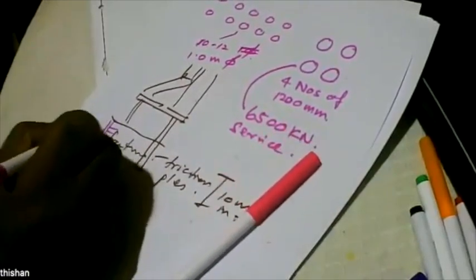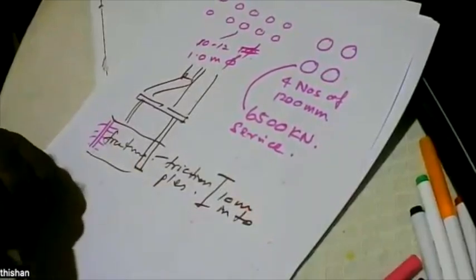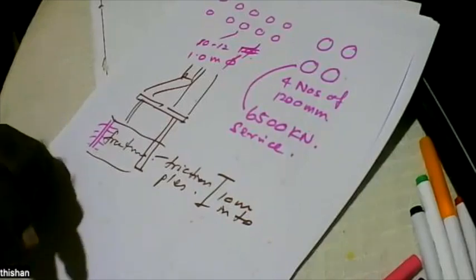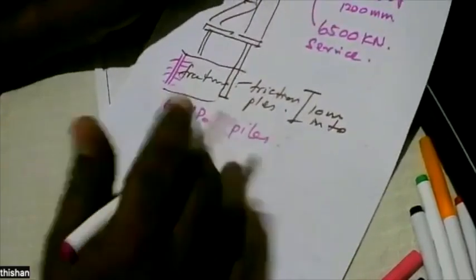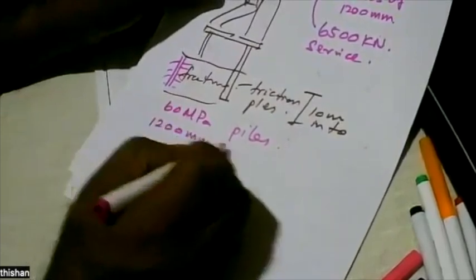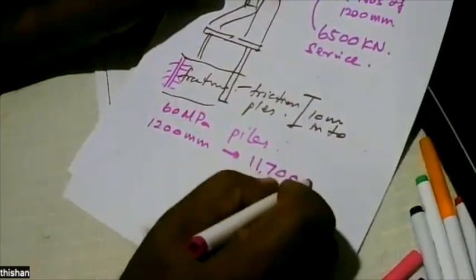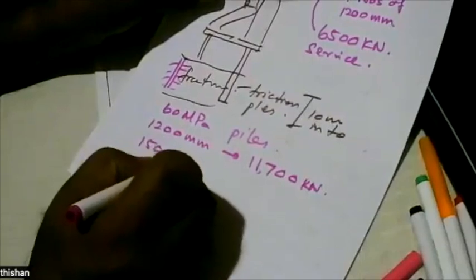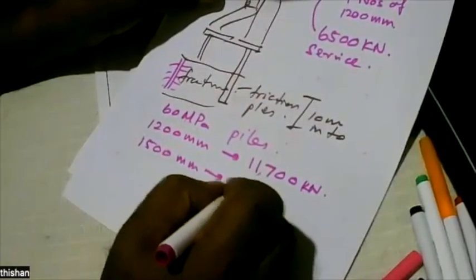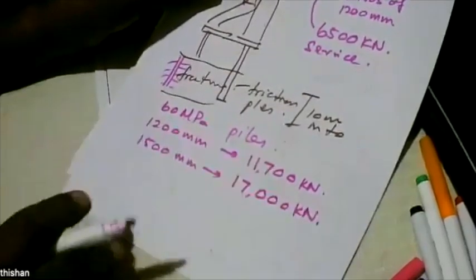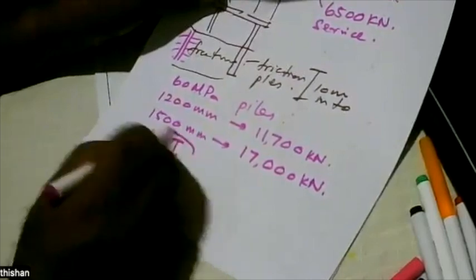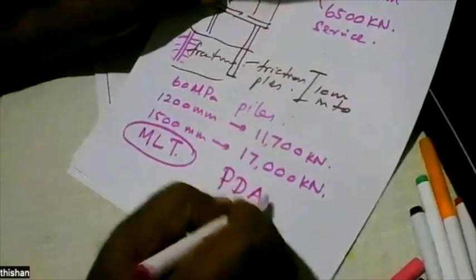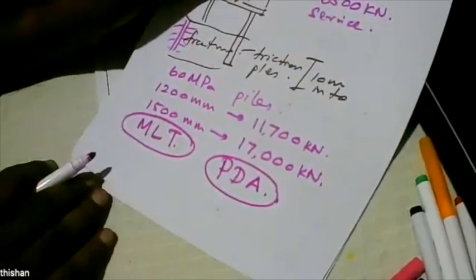So what will happen? All this grout will leak, and it might start repairing the fractures. So again, 60 megapascal concrete was used in piles, and the piles were 1200 millimeters, and the expectation was 11,700 kilonewtons, with 1,500 piles. Generally, the capacity is about 10,500. Here, the expectation was 17,000. And how did we assure that? So we actually went for maintained load testing, not PDA load testing. PDA was performed normally, but we did MLT on test piles.